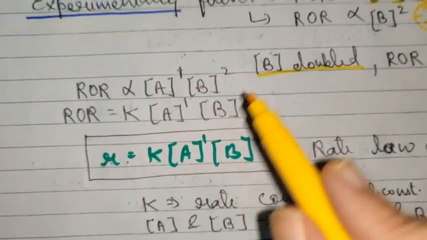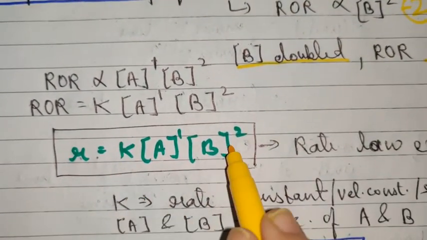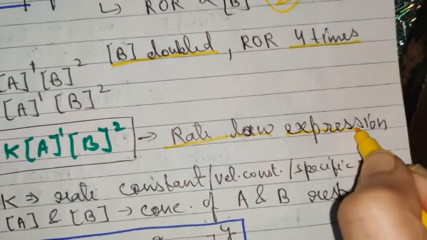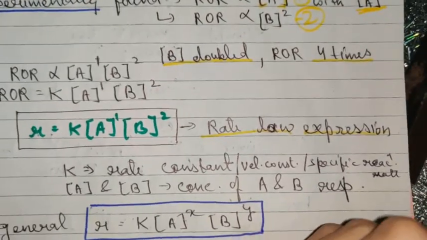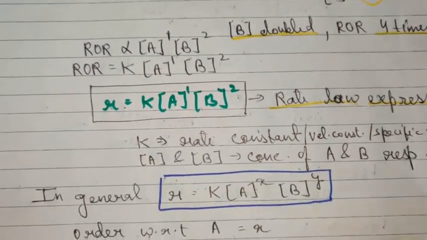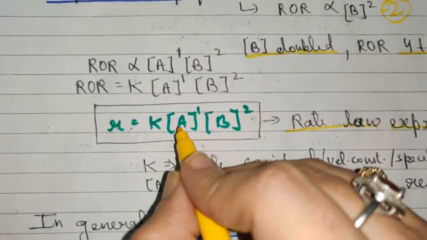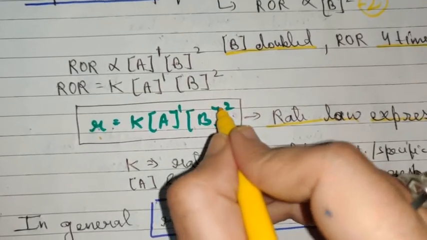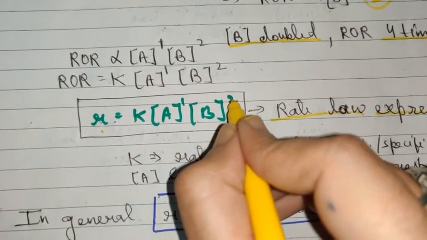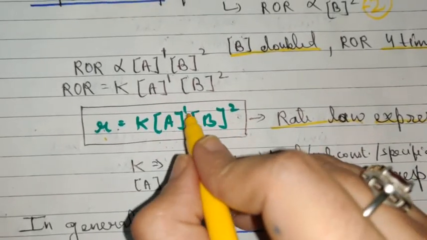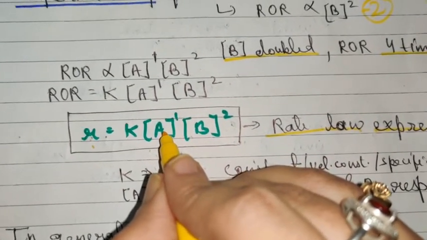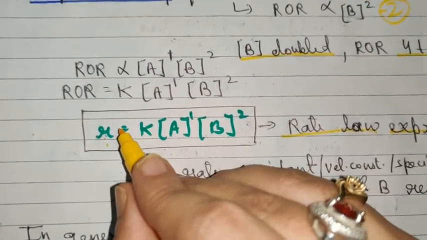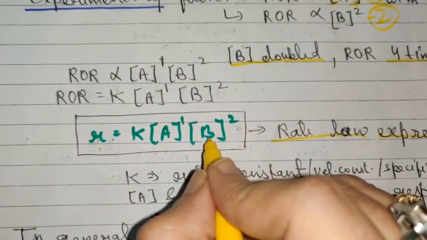The rate of reaction for the above reaction can be expressed with this equation, and this is called the rate law expression. This is what rate law says. Now how does it tell us about the dependency of the rate of the reaction on the concentration? See the powers, the stoichiometric coefficients present here. What does it tell us? It tells us that the rate of reaction is directly proportional to the concentration of A, and the rate of reaction becomes 4 times if the concentration of B is doubled.